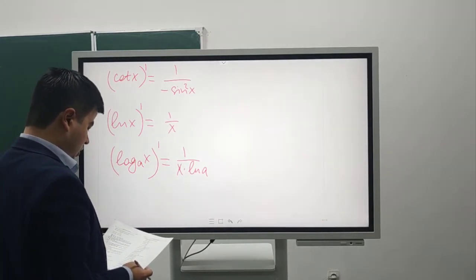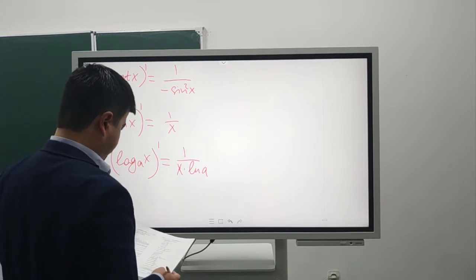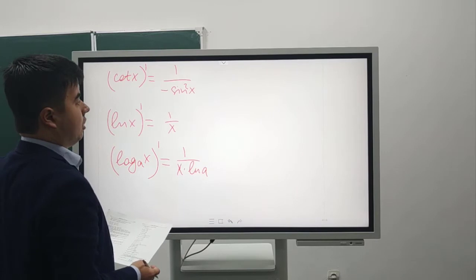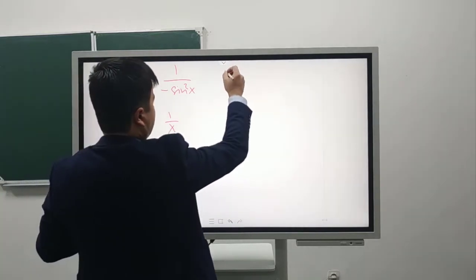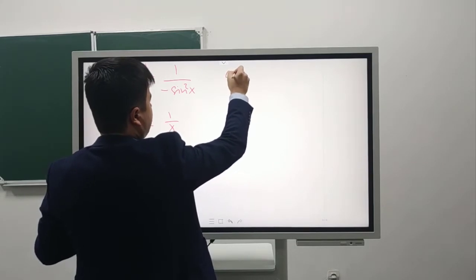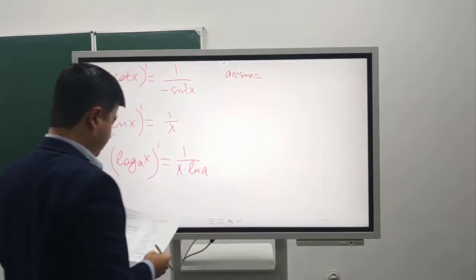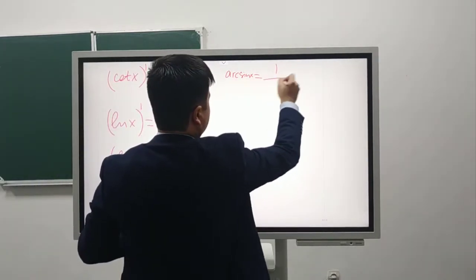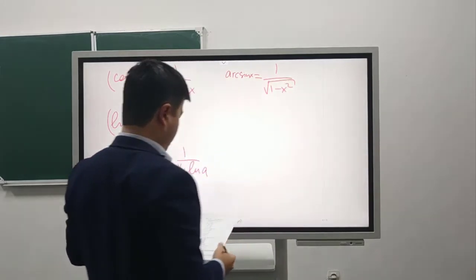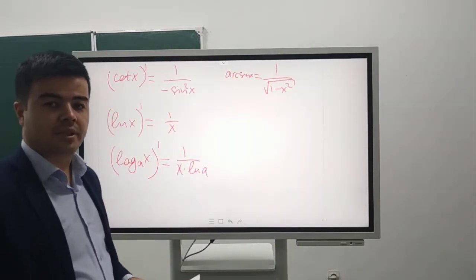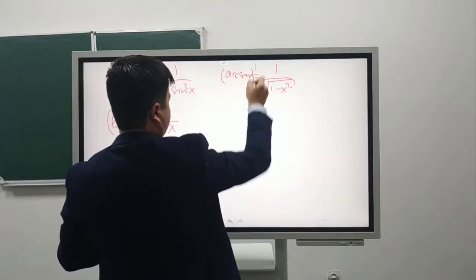Okay, now we have other trigonometric functions. For example, here we have arcsine and arccosine. Okay, let's write them also. Arcsine x, it is 1 over square root of 1 minus x squared. This is for arcsine x, derivative of arcsine x, of course.